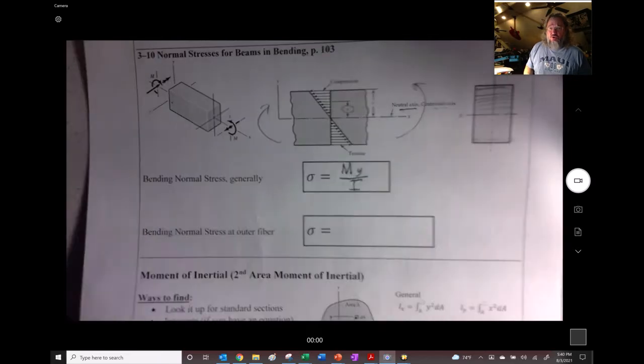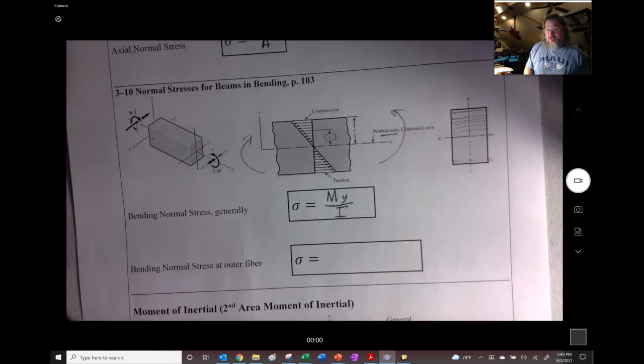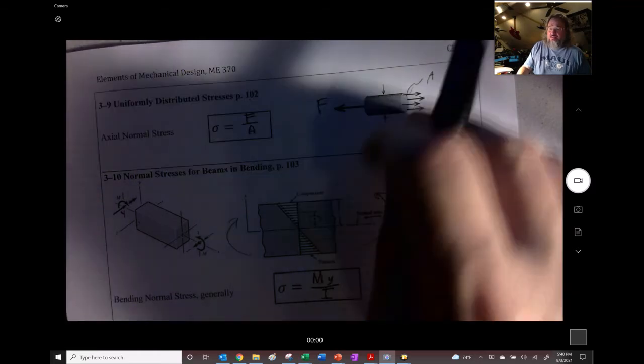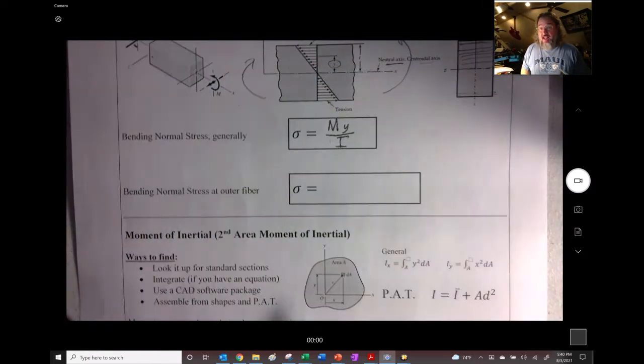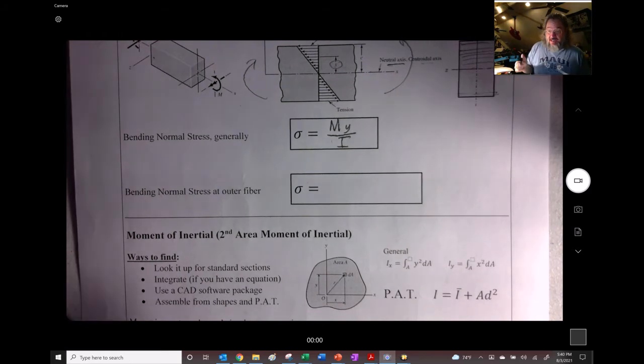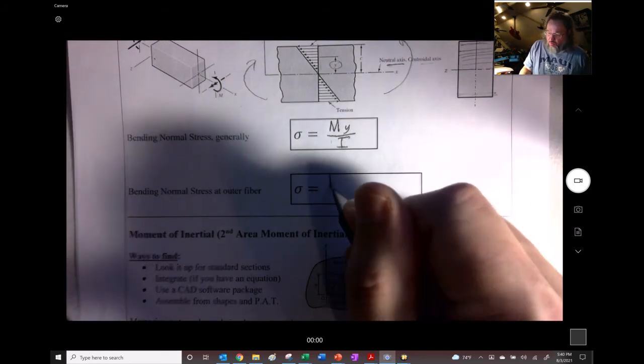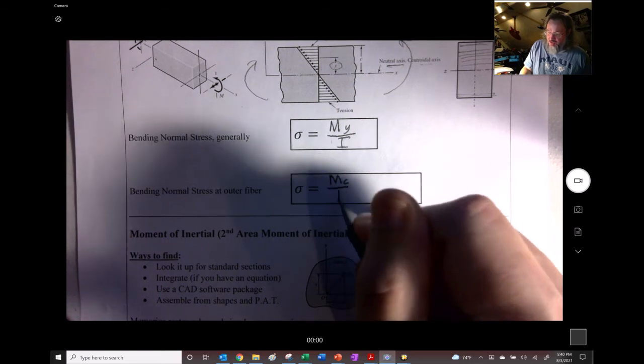We're going to observe the way that the moment creates either compression or tension. Same thing with the axial: tension and compression. In the next class we'll talk about whether they add or subtract, and we'll combine the stresses together. So normal stress on the outside fiber, this is the main one that we will use, Mc over I.